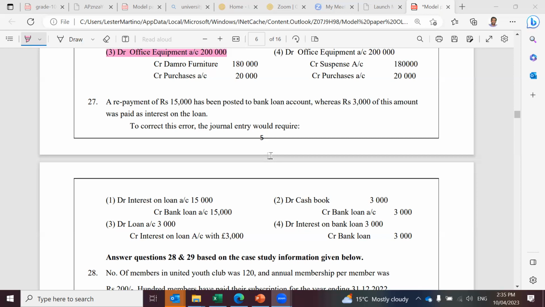What is a double entry? So the original entry they have done was they credit the bank account 15,000 and debit the loan account 15,000. But that is wrong. It should be 3,000 you need to take from the loan account and pass it to the expense account. Clear? So debit interest on bank loan, credit bank loan 3,000. So you remove the bank loan amount.